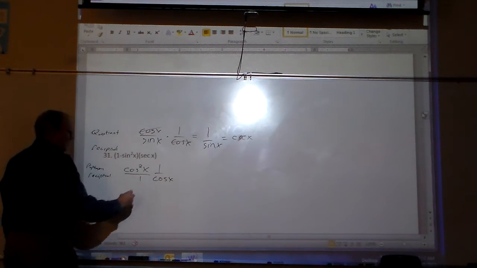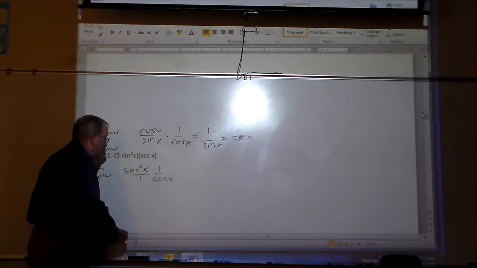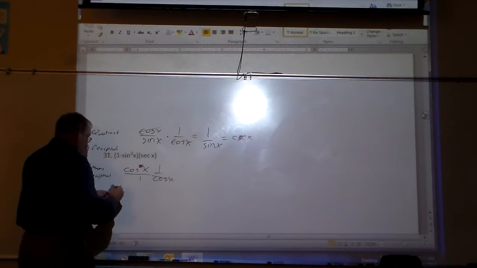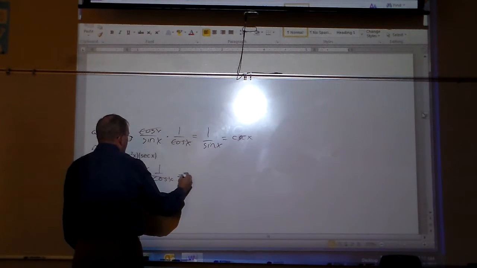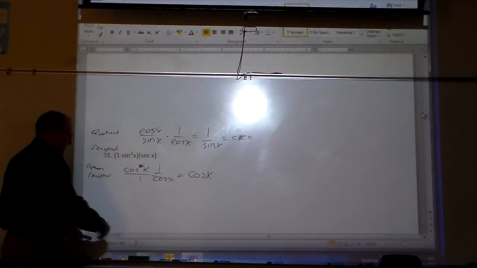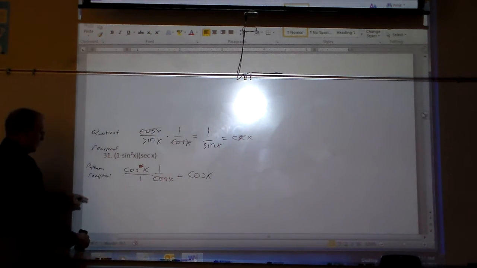This is the same as being over 1. Well, I'm going to be able to cancel out one of these cosines, so let's work out the 2 with that, which will simply just give me then what? Cosine x, all right?